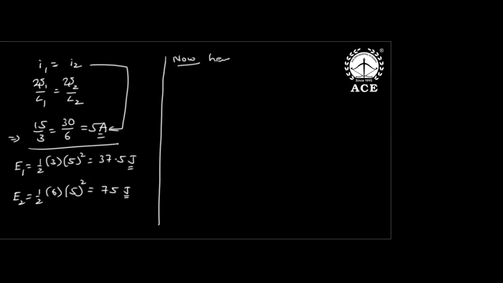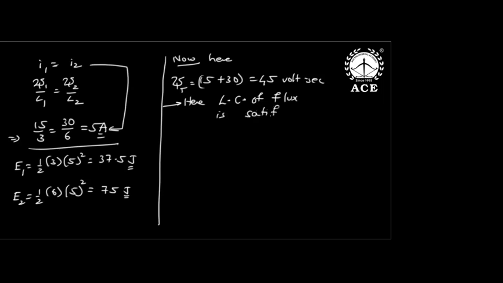Now for this case too, the total flux linkage is psi 1 plus psi 2. Psi 1 is 15, psi 2 is 30. 15 plus 30 is equal to 45 volt second. So here the law of conservation of flux is satisfied.